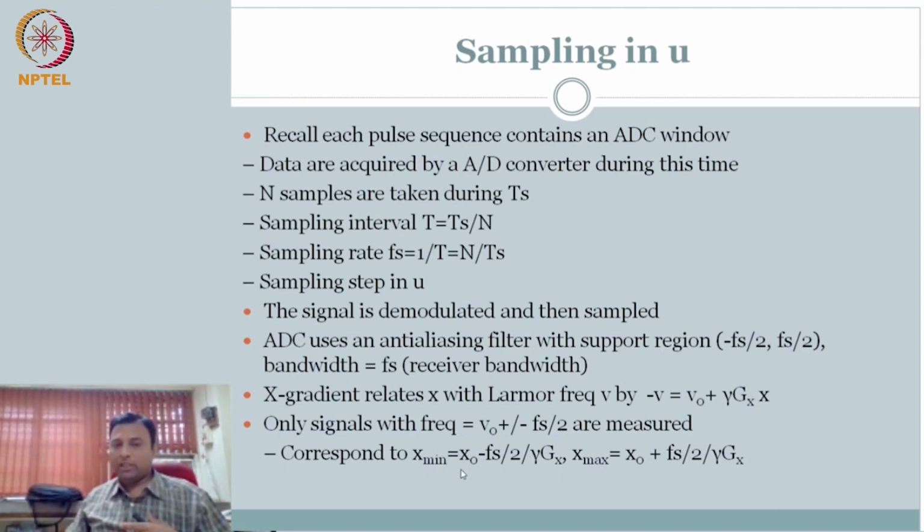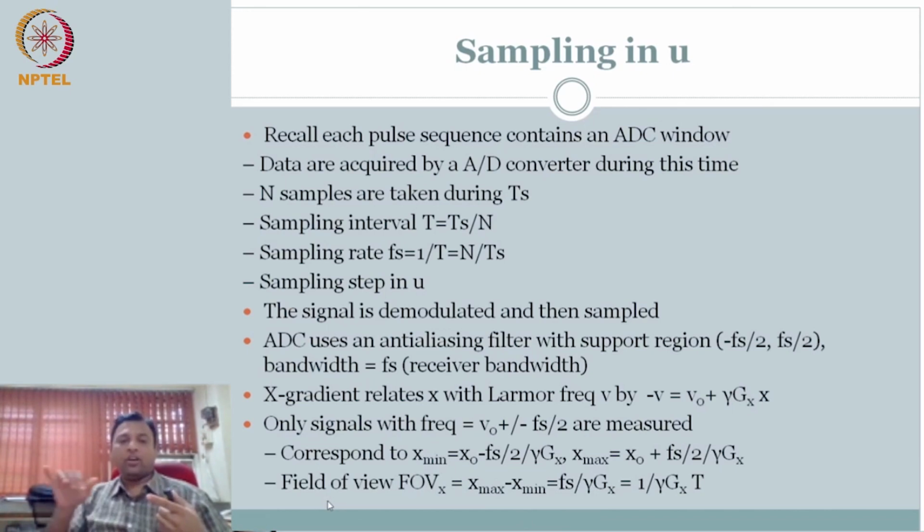So your X minimum will correspond to X naught minus Fs by 2 by gamma Gx, and likewise X maximum. So this is spatial: minimum X to maximum X is related to gamma Gx and Fs. Therefore your field of view, your image width and image height. If you call that the X direction, your image width is X max minus X min. We can call it the field of view in the X direction, X max minus X min, which, if you substitute this, is Fs by gamma Gx. This is nothing but 1 by gamma Gx. Oh, this we know. What is this?